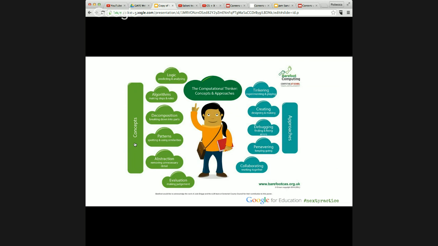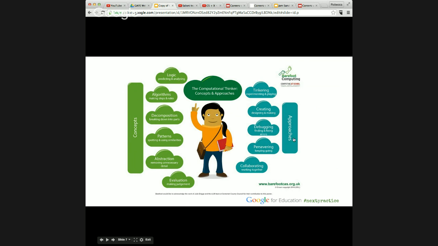Then you've got abstraction, which is being able to describe something at the abstract level. So instead of saying, oh, I've developed this app and it does this, this, and this, and listing everything, I might be able to just describe what my app does at the most abstract level. So perhaps it's a way for people to share recycled goods or something like that. Then you've got the last concept, which is evaluation, and that's making judgments and reflecting on your solution and perhaps thinking of different ways to improve it.